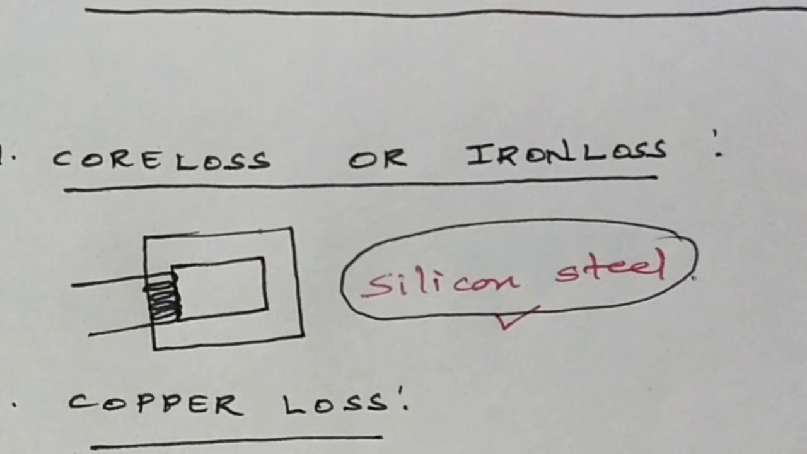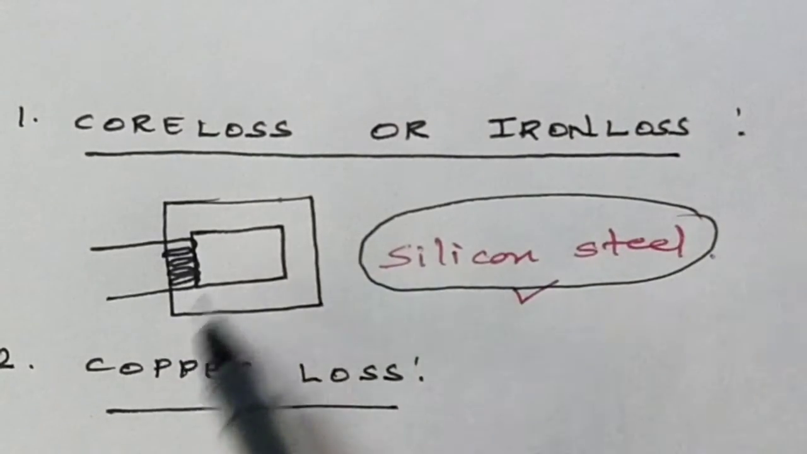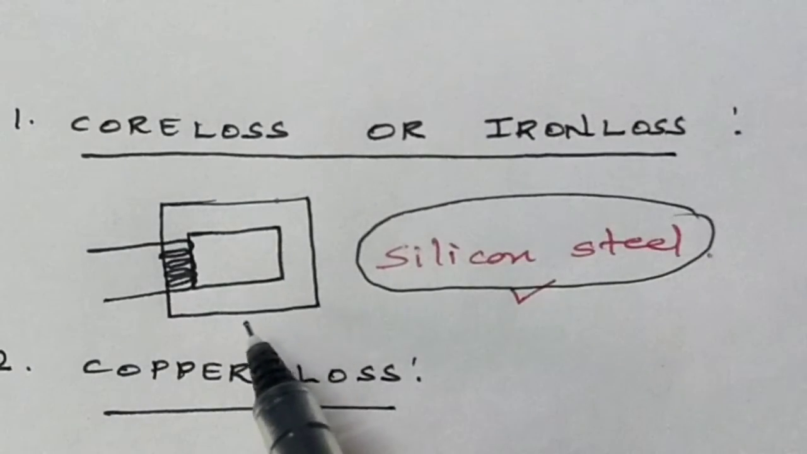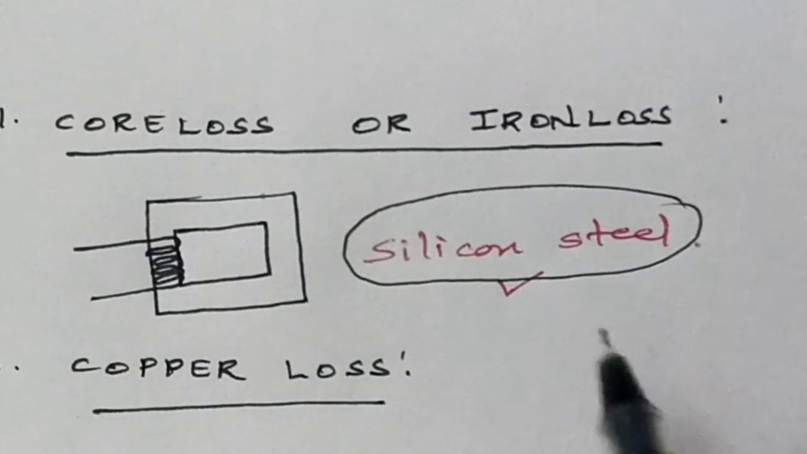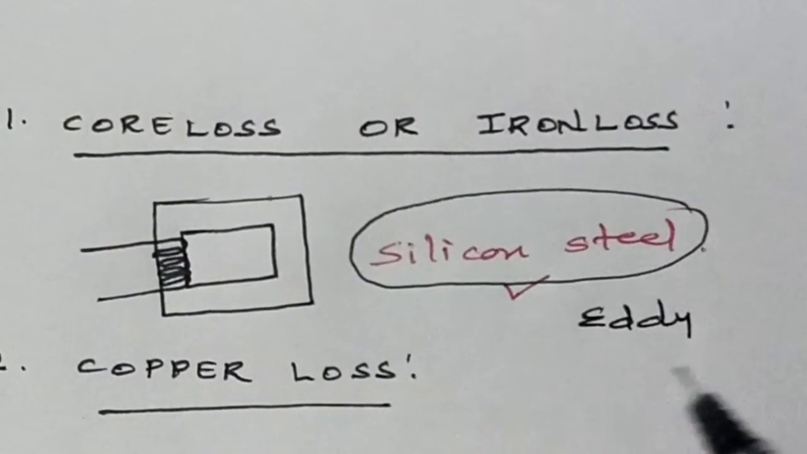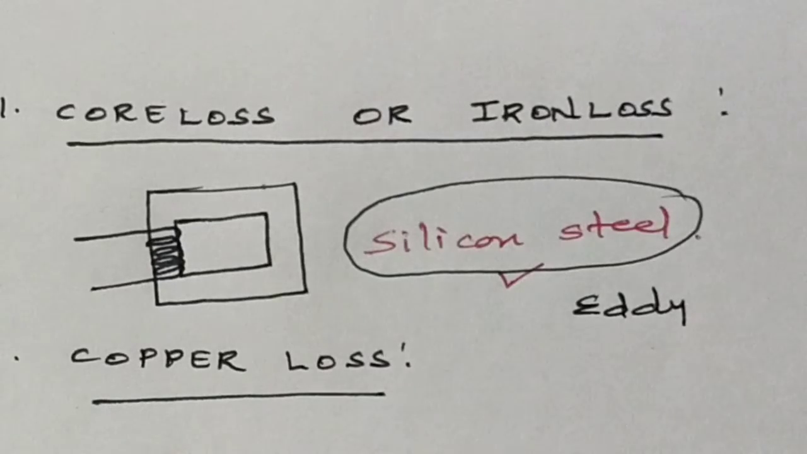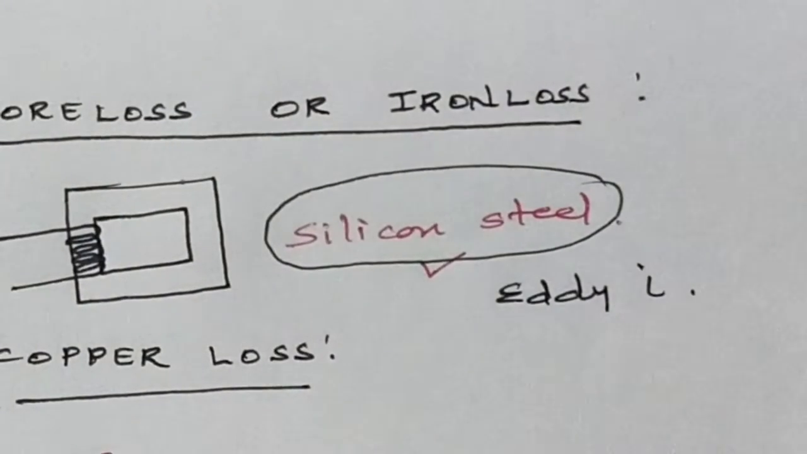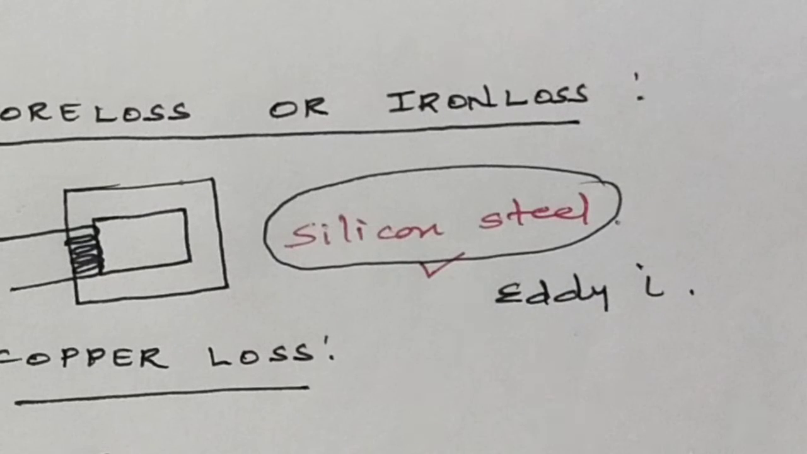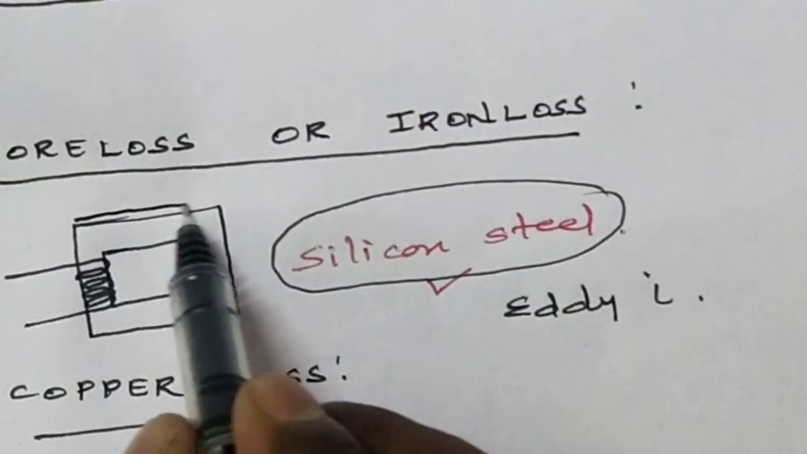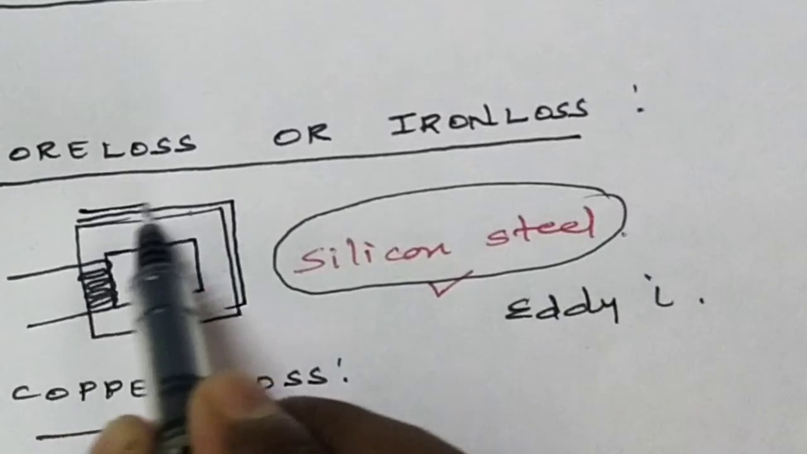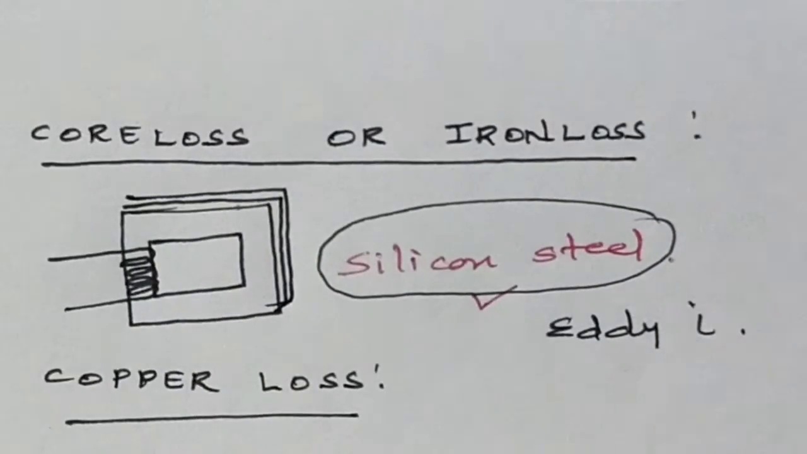After that, the alternating magnetic flux in the core induces eddy currents. When we apply the alternating voltage, it produces an alternating magnetic flux, and that produces the eddy current. We know the eddy current produces heat energy. To avoid the eddy current, we use very thin laminations in the transformer core, and in that way we minimize the eddy current loss.